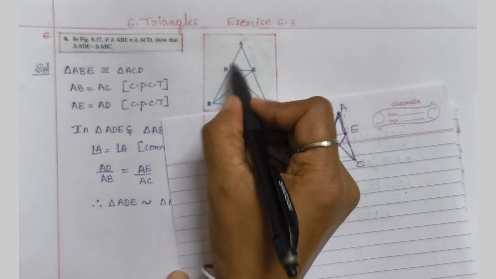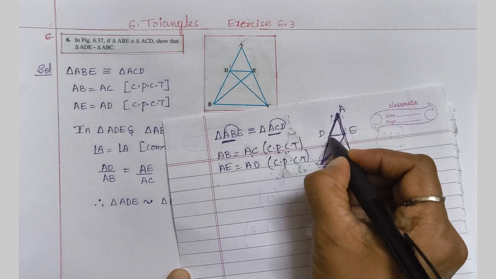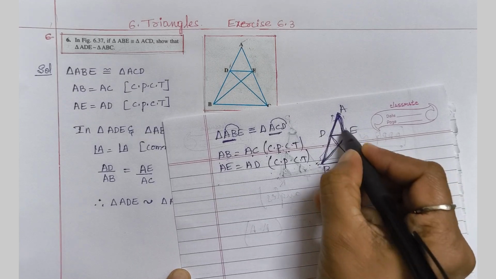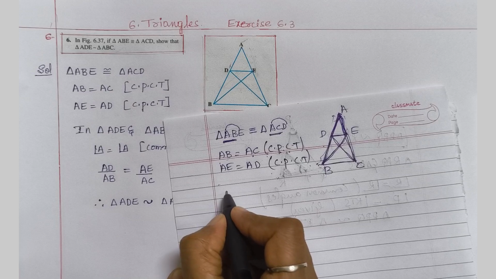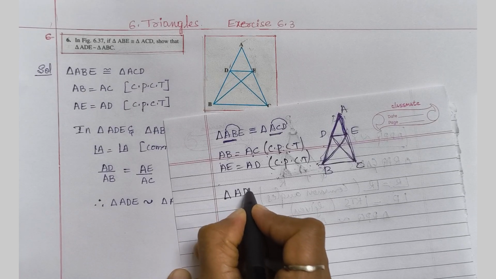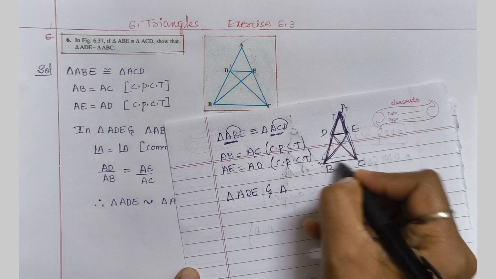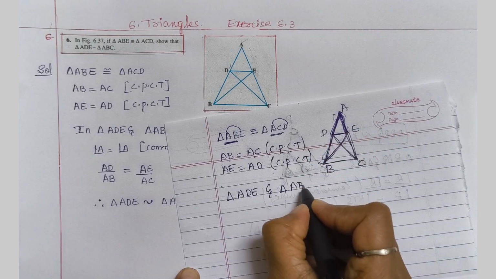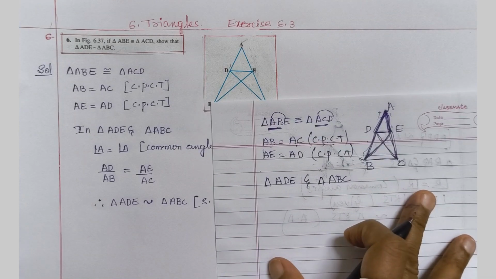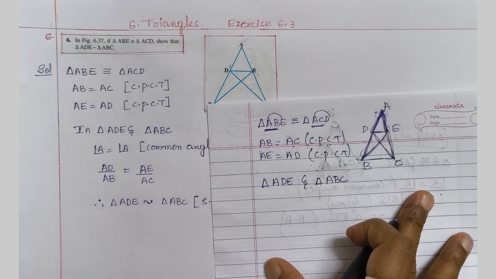What is the proof? Triangle ADE and triangle ABC, we will prove these two triangles are similar. To prove similarity, we can use any criterion. There are three criteria for proving similarity: one is angle, one is side, and one is side-angle-side. We can use any of these criteria to prove it.